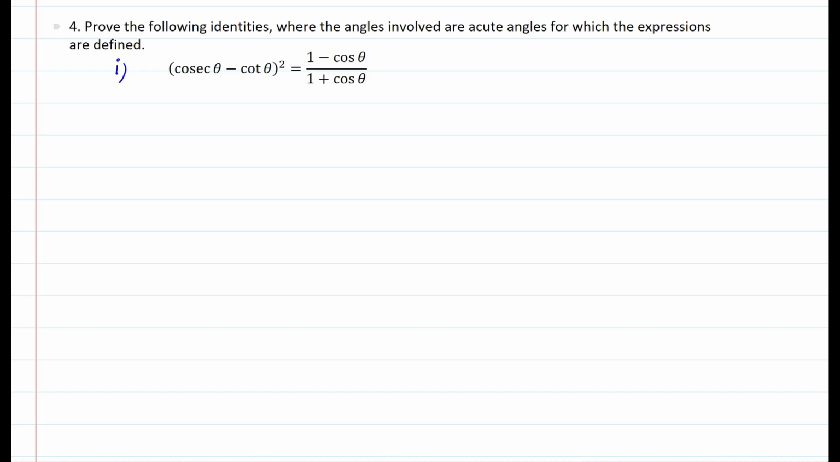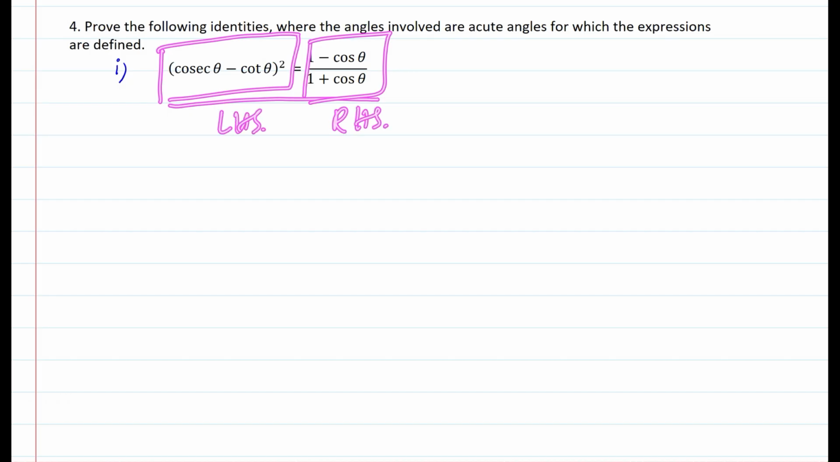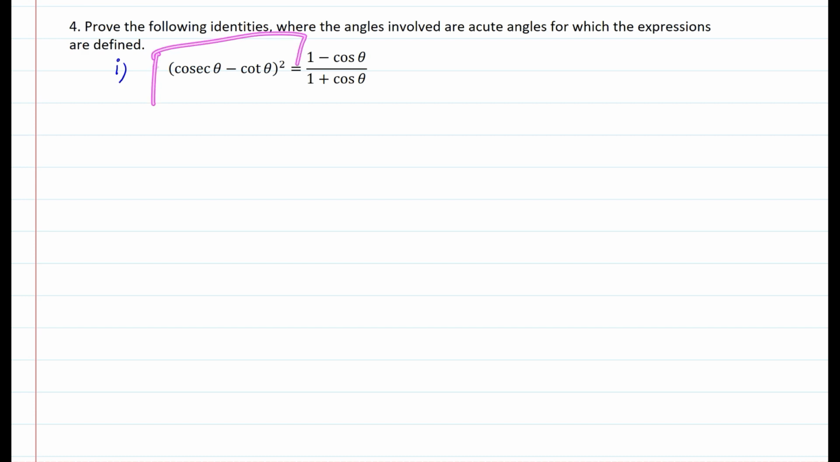Now let's go into the problem. The problem says cosecant theta minus cot theta, the whole square, is equal to 1 minus cos theta by 1 plus cos theta. Here, this is the left hand side and this is the right hand side. Now, if you see, the left hand side looks very complex. In the sense, it can be simplified further, and the right hand side is almost simplified. So whenever you see a complex side, the idea is to simplify the complex side. So we will take the left hand side, and the left hand side has cosecant and cot, and the right hand side you have 1 minus cos and 1 plus cos.